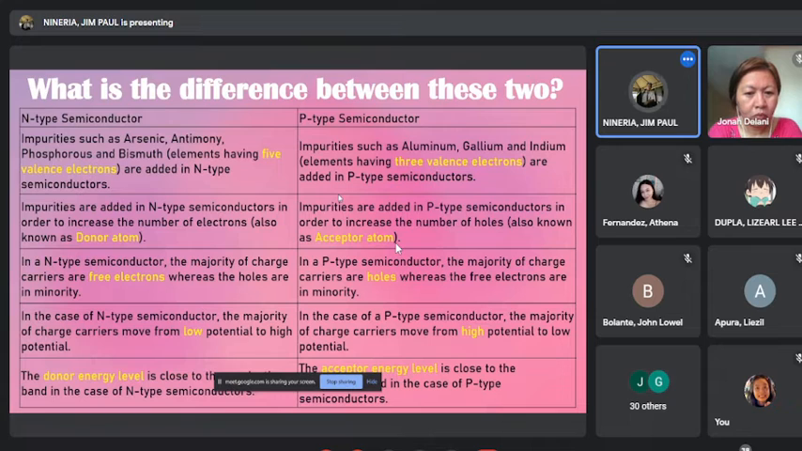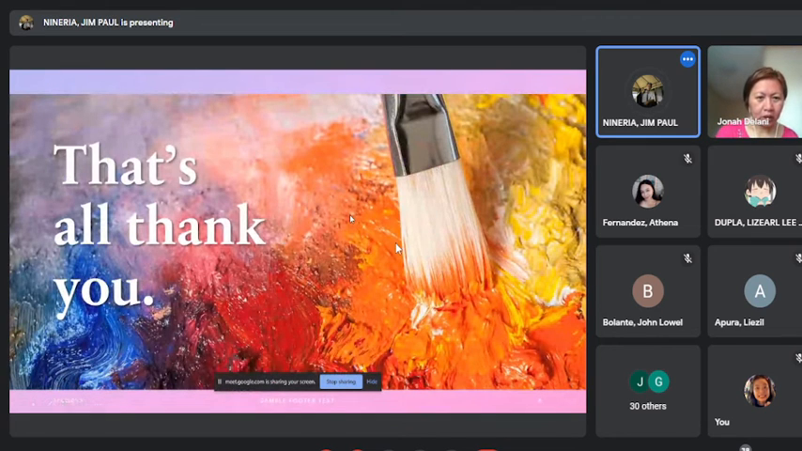And then lastly, the donor energy level is for the N-type, and for the P-type it is the acceptor energy level. That's all. Thank you, Miss.